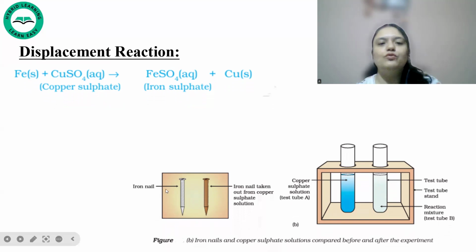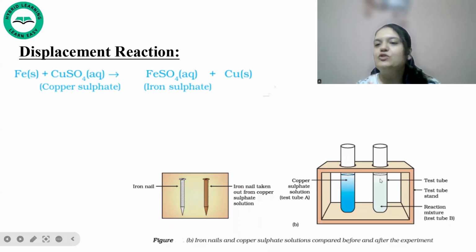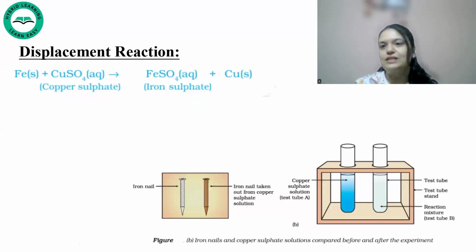So what do you see? There is an iron nail. This iron nail has been dipped inside a copper sulfate solution, which has a characteristic blue color. Now after that, we wait for some time. What do we see? You can see the second test tube beside it. This is the test tube after we have dipped the iron in the copper sulfate solution.